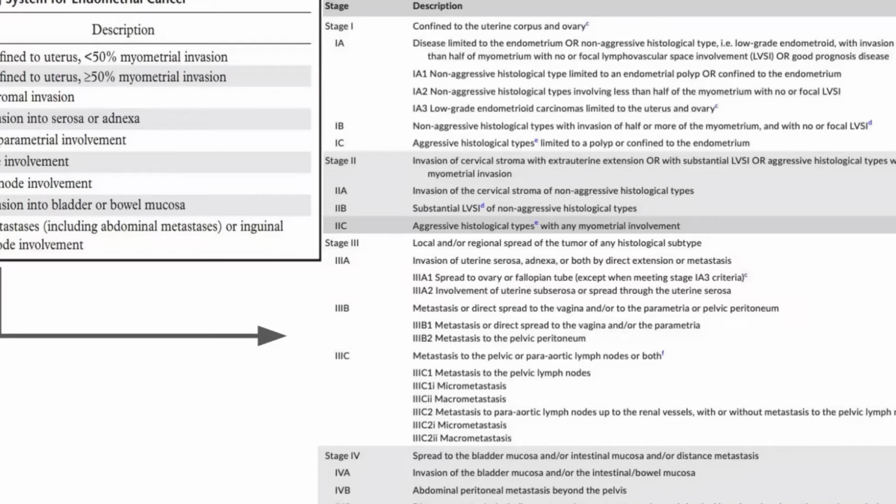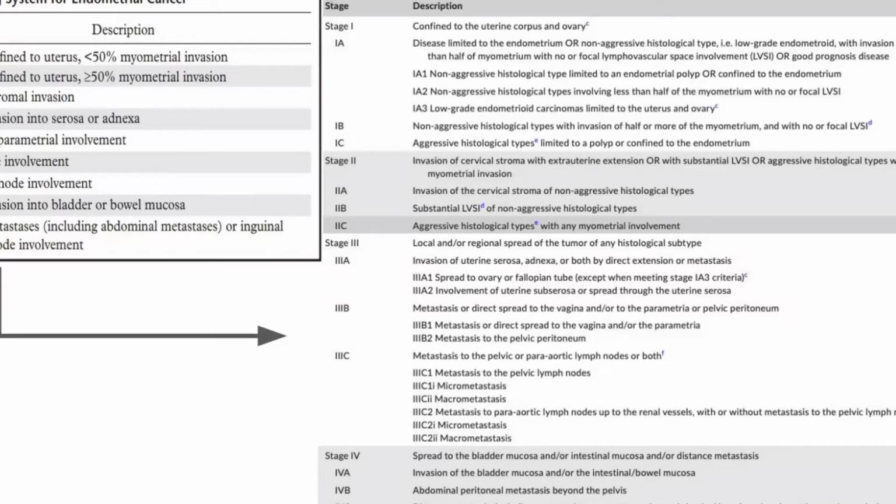Now coming to 3B, 3B1 is vagina and parametrial involvement, 3B2 is metastasis to the pelvic peritoneum. Again, I told you that 3C is lymph nodal metastasis. So any lymph nodal metastasis is 3C. Accordingly, they have divided depending on the size of the lymph node metastasis, whether it is micro or macro metastasis.